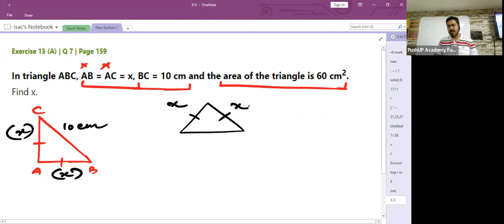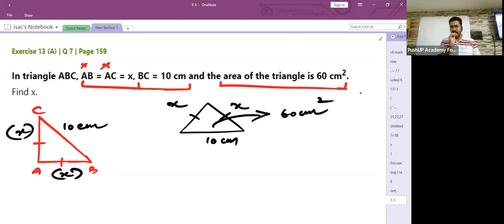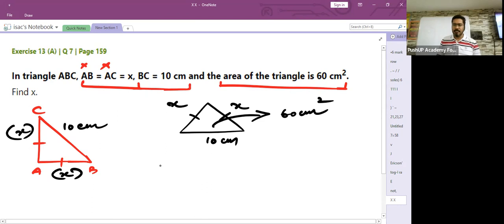Because two of the sides are what? Equal. And one of the remaining sides is what? 10 centimeters. Its area is given to you as what? 60 centimeters square, isn't it? How do we find the area of an isosceles triangle? I think you all know how to do it.